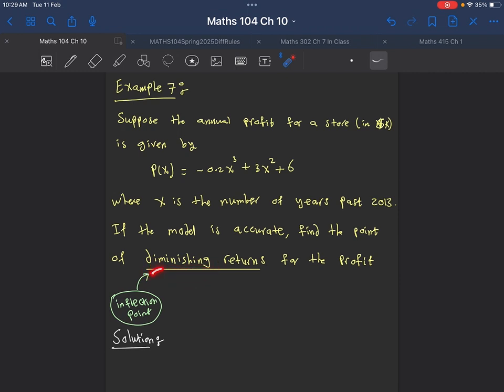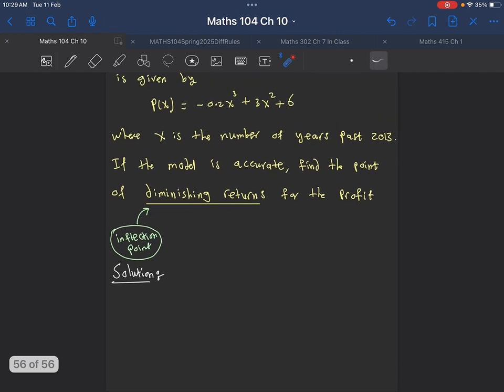What does diminishing return mean? We will see it, but mathematically, diminishing return means we need to find the inflection point. I will find the inflection point, I will substitute it, and then I will explain what it means for the diminishing return. So in order to find the inflection point, we need to find the derivative, and then the second derivative, and make the second derivative equal to 0.